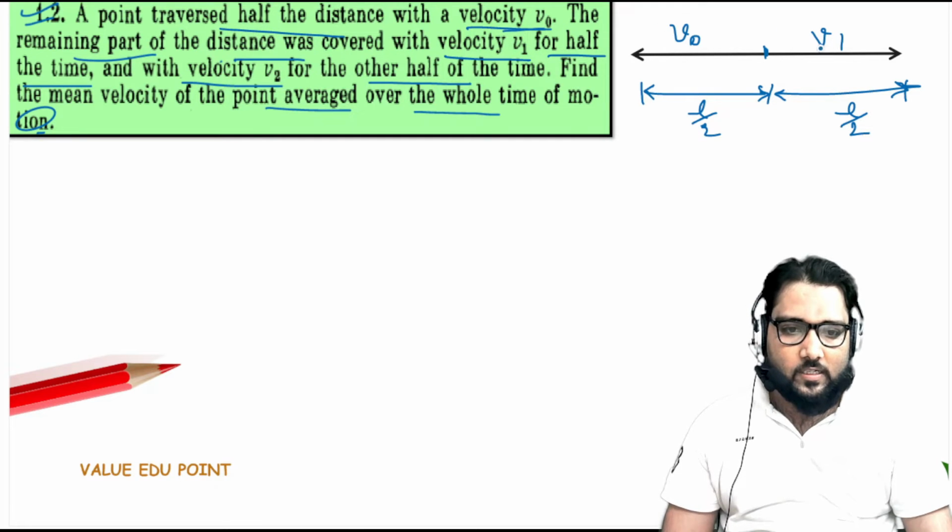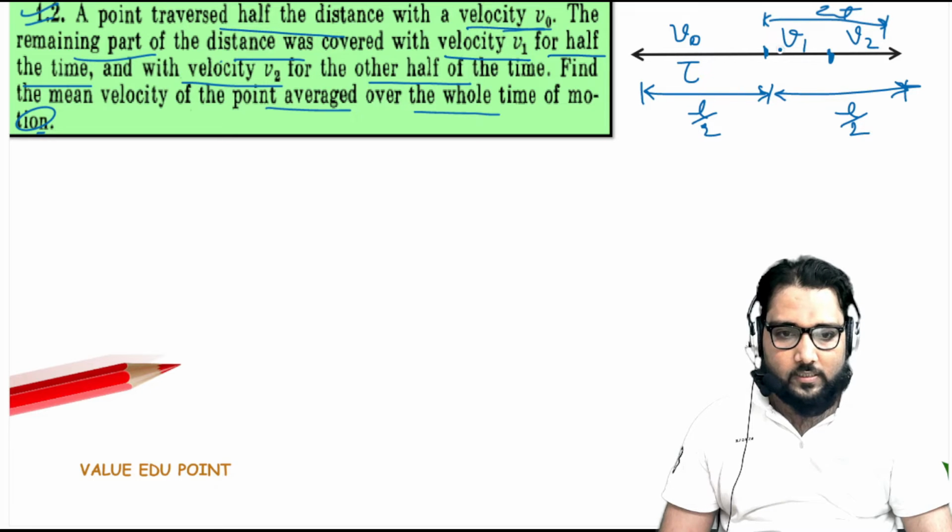So guys, what is it saying for half the time? The remaining distance for half the time is covered with velocity v1, and for the remaining time velocity v2. So what we are doing, guys, we are taking the time taken in this portion as t, and the time will be the same for these two portions. So we are assuming the total time in this journey will be 2t, and this is t.